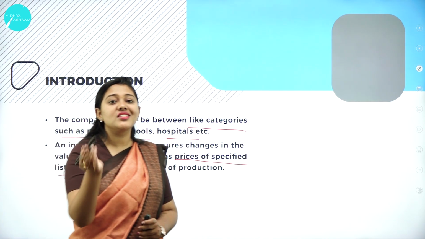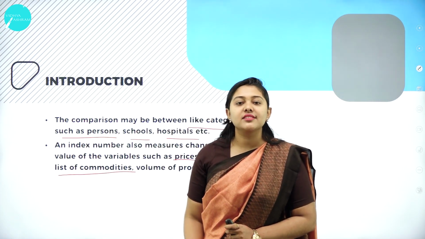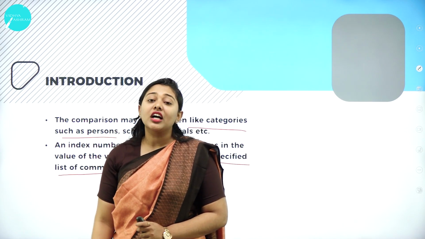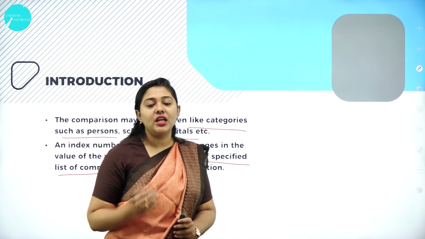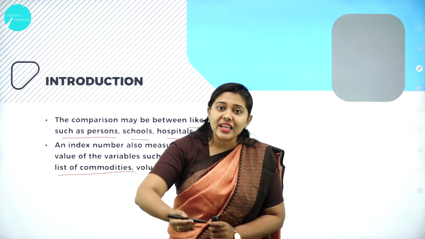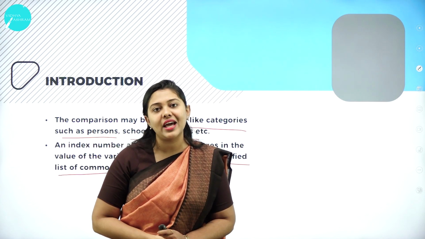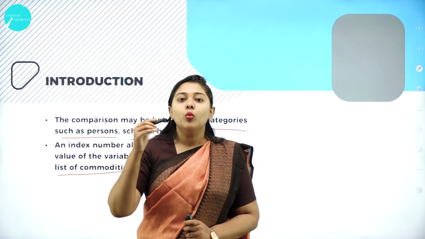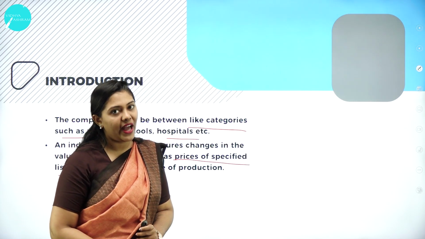The starting examples that we took were related to your price index and your commodity index. What is the change in the production happening between the base period and the current period? What is the price that has changed? What is the magnitude, the value that has changed? Everything we can measure with a single value with the help of an index number.